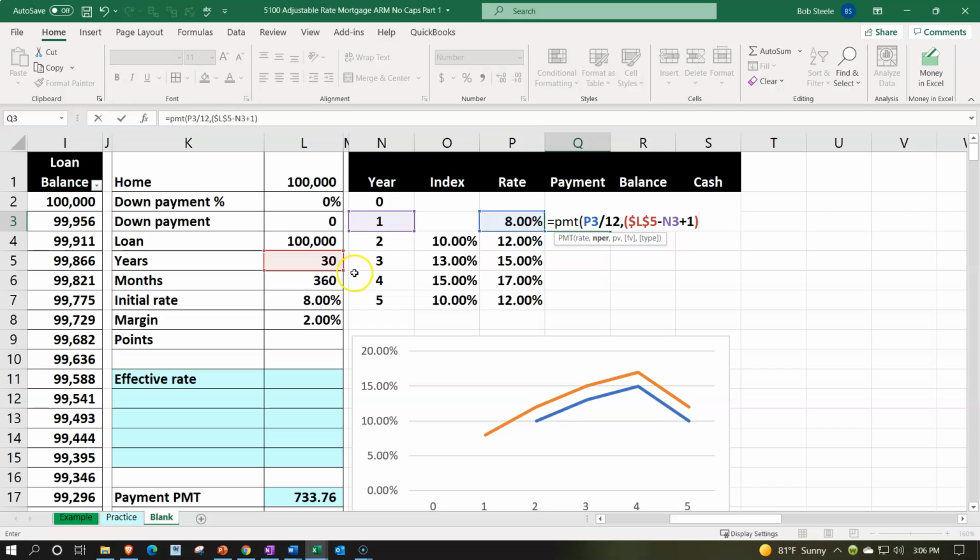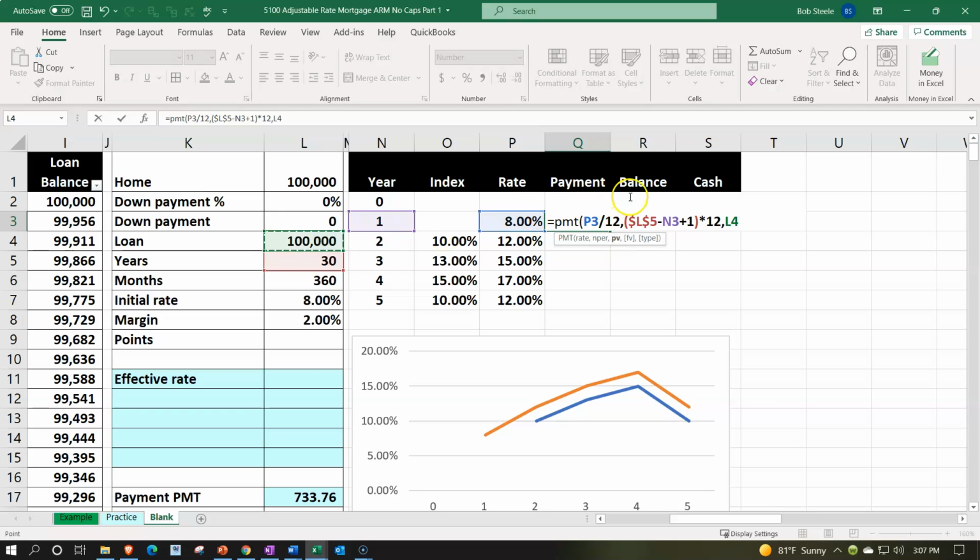Now, really, we're not talking about years. We're talking about months. We need 360 involved. So we're going to take the number of years and simply multiply it then times the number of months in a year, which is 12. So that's the biggest kind of weirdness in our calculation there. And then we're going to say, comma, the present value is going to be the balance. Now we got the balance over here in the loan amount, the 100,000.